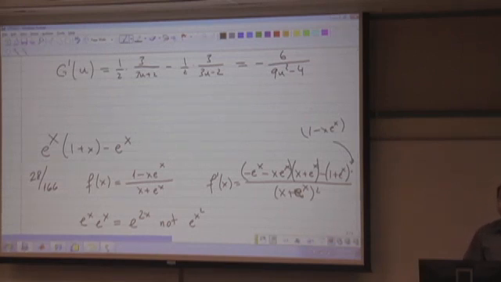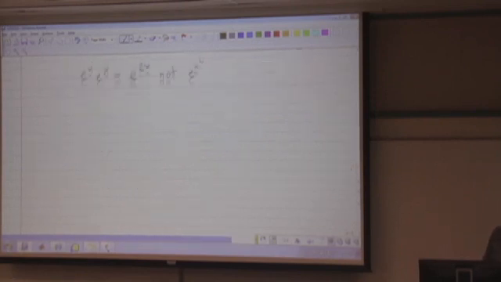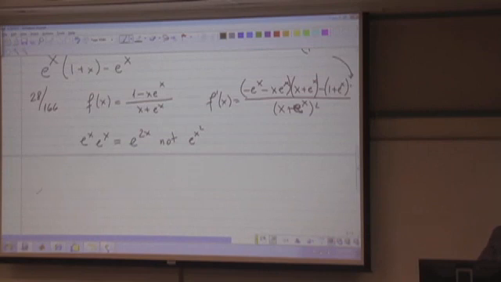Wait, how does it simplify again? Well, what happens when you distribute? Or I'm sorry, not distribute. I don't want to confuse you. FOIL. You mean the numerator? Yes. What do you get?